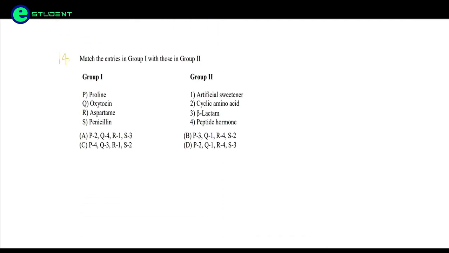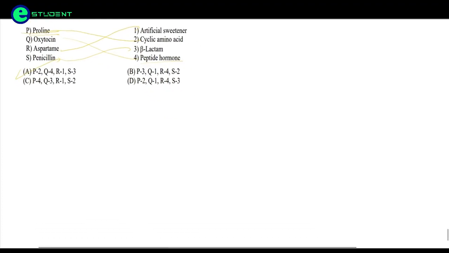Match the entries in group 1 with those in group 2. So proline, we know proline is a cyclic amino acid. Okay, so proline goes to 2. Oxytocin, we know it is a hormone, a peptide hormone here. Aspartame is an artificial sweetener, and penicillin is a beta-lactam. So P is 2 and Q is 4 in this question, so E is the correct option.